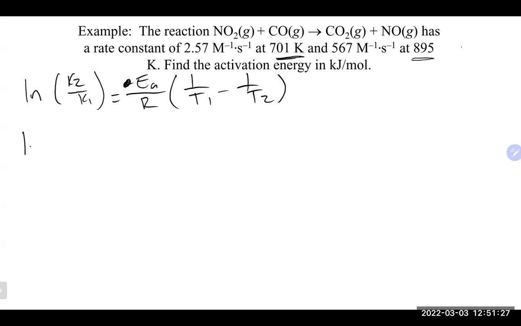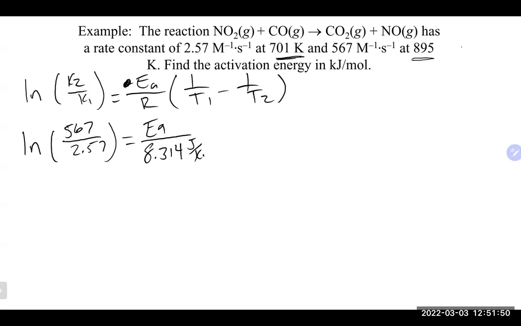So it's going to be the natural log. I'm just going to go with the first one in the problem as the 1s and the second ones as the 2s. So in that case, the 567 would be k2 for me, and the k1 would be 2.57. We're looking for the activation energy. Obviously, our R is 8.314 joules per Kelvin per mole. Since I did that, that means my first temperature would be the 701 minus my second temperature, the 895.